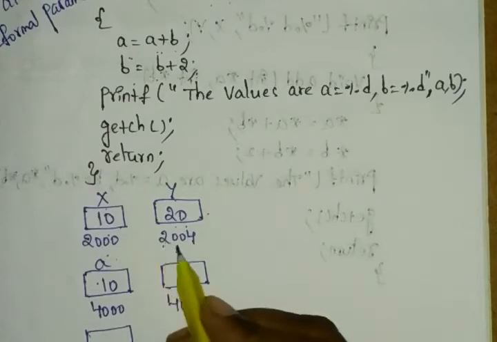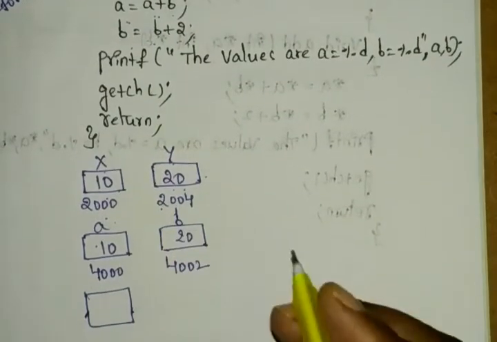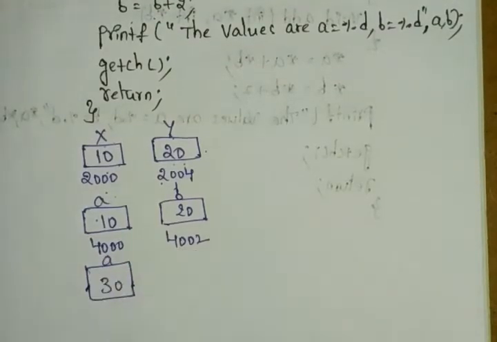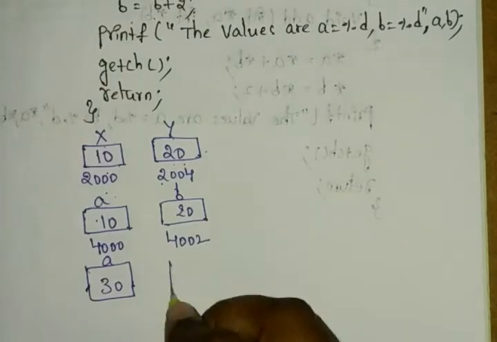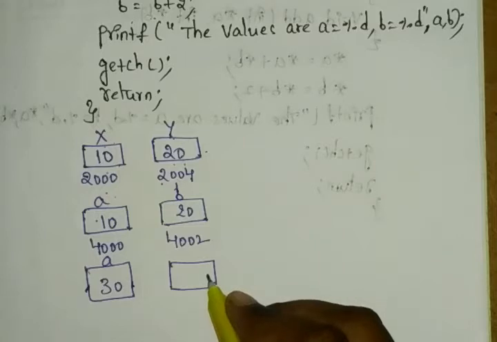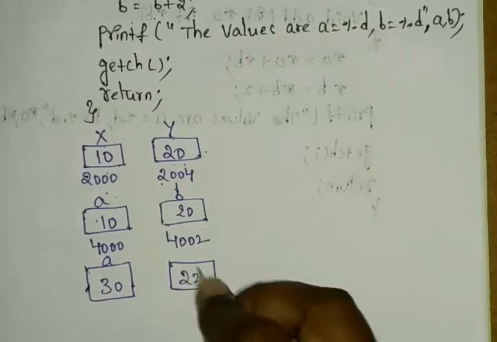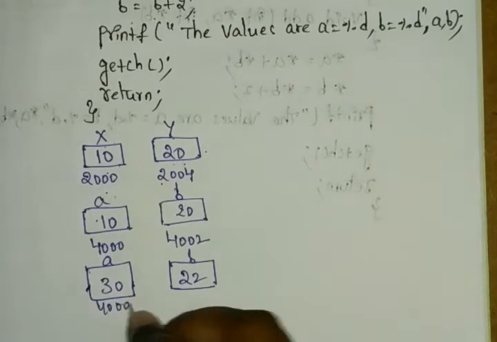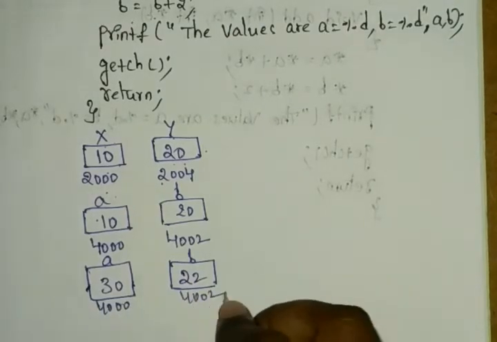The a value is 10 and the b value is 20. So a plus b gives us 30. Now the a value will be 30. Next we have b is equal to b plus 2. The b value is 20 and we are adding 2, so we get 22. Here a is at 4000 and b is at 4002.